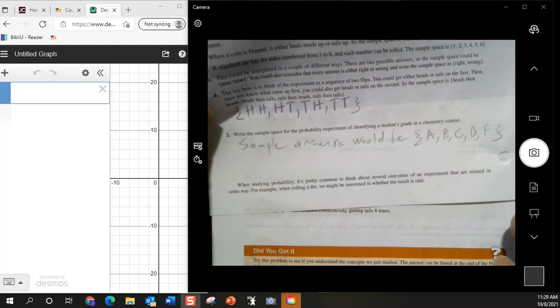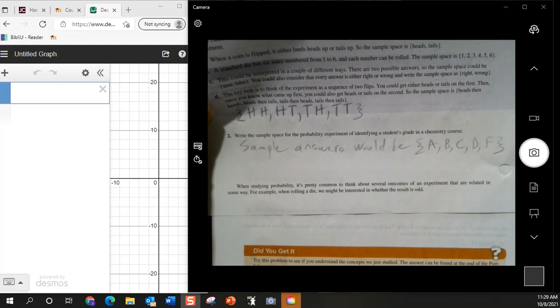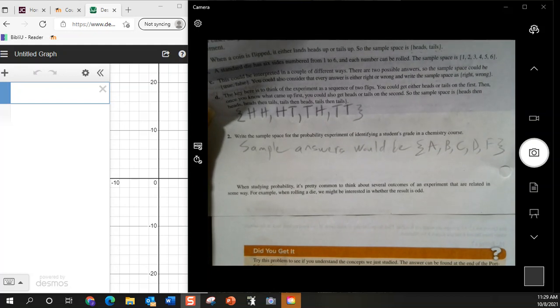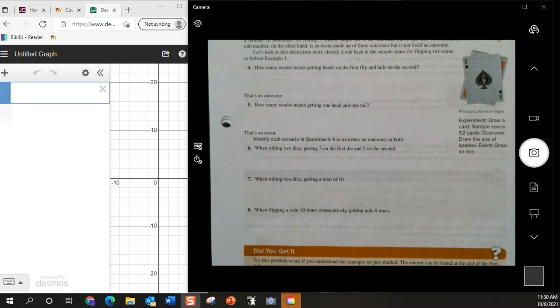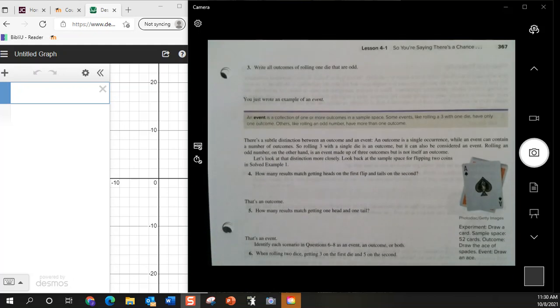It says here, when studying probability, it's pretty common to think about several outcomes of an experiment that are related in some way. For example, when rolling a die, we might be interested in whether the result is odd. Now it says write all outcomes of rolling one die that are odd. So remember, dice go from 1 through 6.